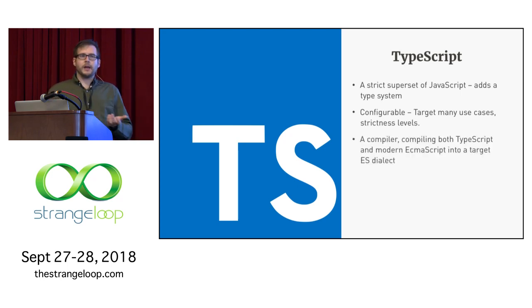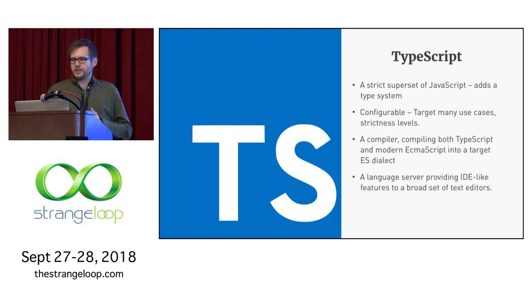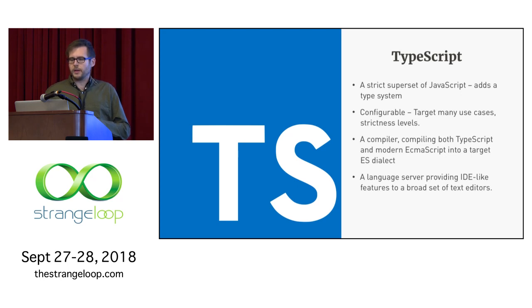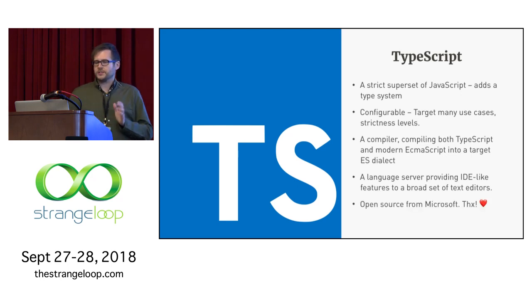It's an NPM package, and that NPM package includes a compiler, so it compiles TypeScript into JavaScript, and you can target whatever level of browser compatibility you want. So with TypeScript, you don't actually need to use Babel at all. It's also a language server that provides IDE-like capabilities for a broad set of text editors. So instead of Vim and Emacs and Atom and VS Code each needing to implement their own IDE-like features for TypeScript, all of those editors can get autocomplete and type checking within the editor by using the capabilities built right into the NPM package. And it's an open source project from Microsoft, so thanks to all the people that are behind it.